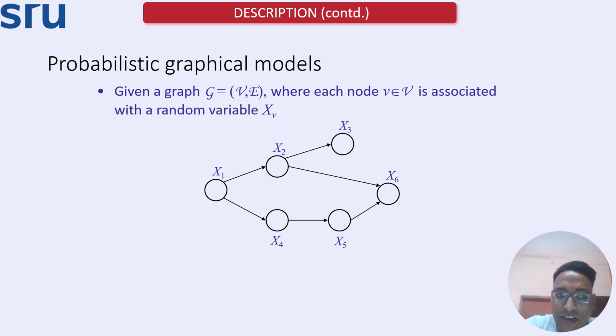See, given a graph with V and E, where each node V belonging to the set of nodes V is associated with a random variable X_V. And E is the edge here. All these edges are connecting X1, X2, X3, X4, X5, X6. All these 6 nodes are connected properly. Now understand what is the probability that X2 will be there. It depends on X1. Only when X1 is expressed, X2 will turn up. Are you understanding? The X2 expression probability is dependent on X1. So they are putting a direction like this.